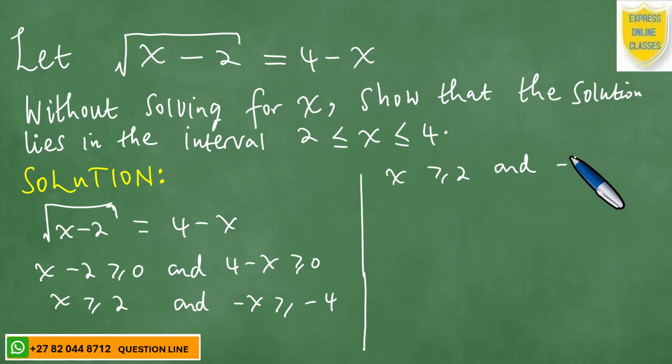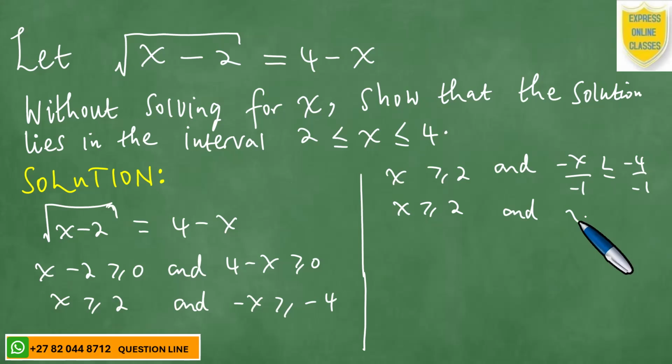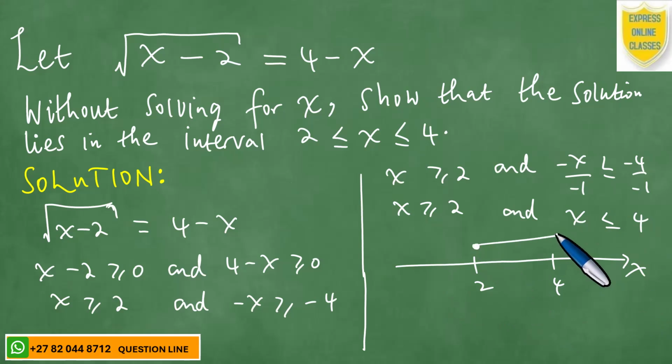We want to solve for x, so we remove the negative 1. One way to do that is to divide by negative 1. And when you do that, the inequality changes direction. This means that x is greater or equal to 2, and x itself is less or equal to 4. Which means that you have 2 and 4 together with x. X is greater or equal to 2, x is less or equal to 4, and so x lies between the 2. Which means that 2 is less or equal to x, less or equal to 4.